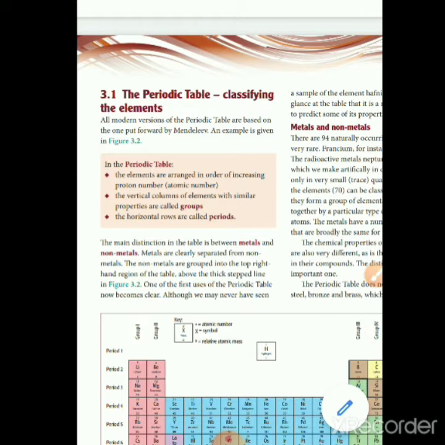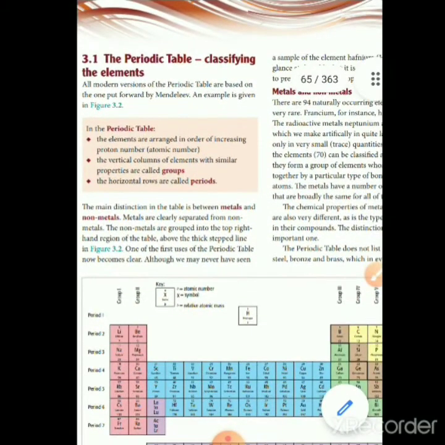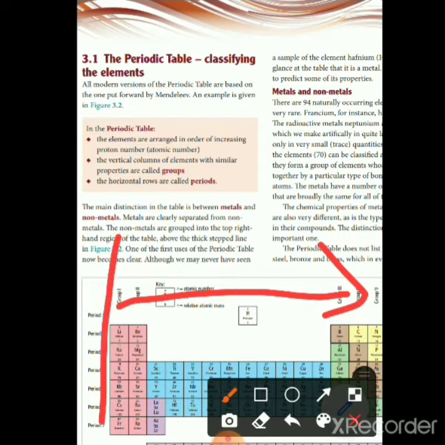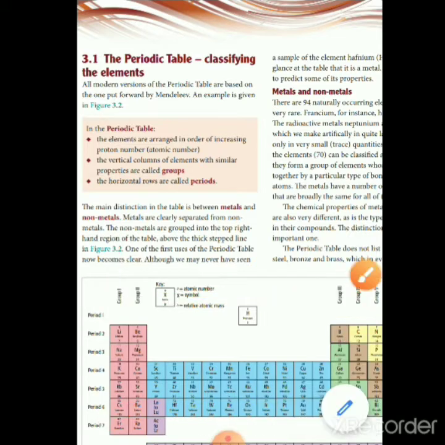What do you mean by this? It is like this: when you move from left to right, elements see an increase in their proton number, so they have more protons. And as soon as you move downward, that is the period number. The vertical columns of elements with similar properties are called groups. So simply, in a group, the elements have similar properties.